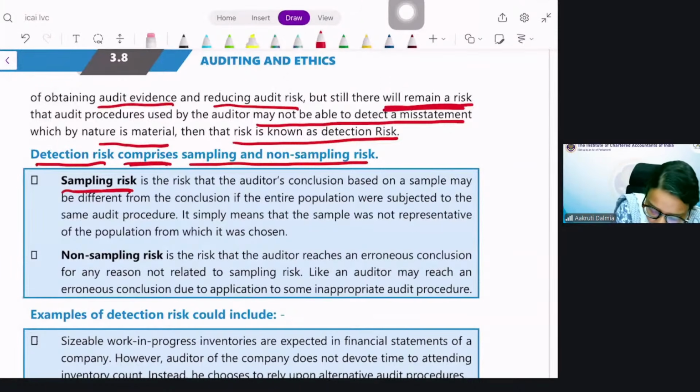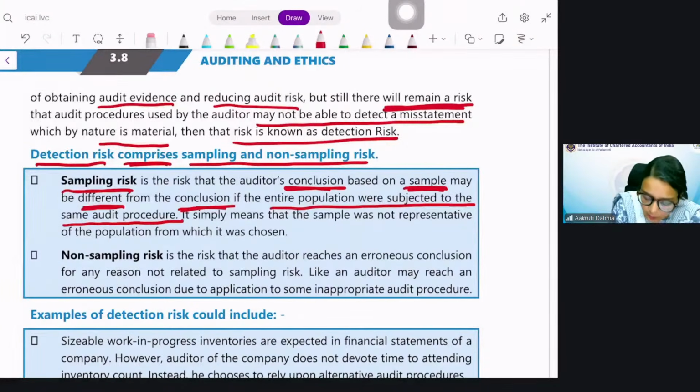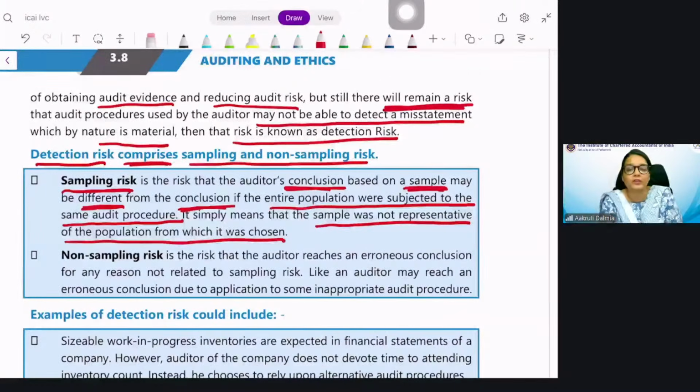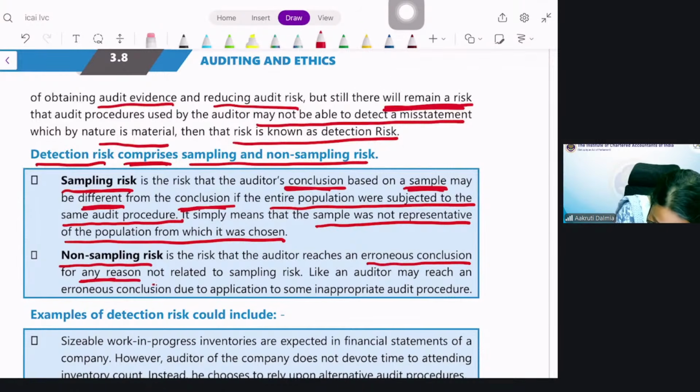Sampling risk means it is the risk that the auditor's conclusion based on a sample may be different from the conclusion if the entire population were subjected to the same audit procedure. It means the sample was not a correct representative of the population. You have studied this in statistics in 11th, 12th and foundation, that a sample must be a correct representative of the population. So if you have chosen wrong samples, samples that do not represent the whole population, then there is sampling risk.